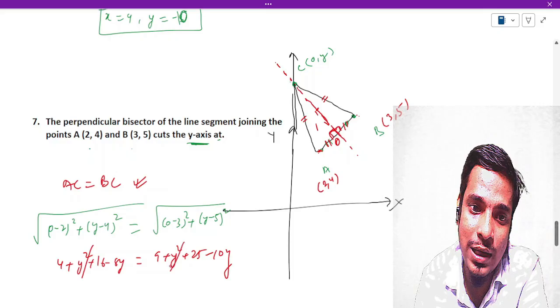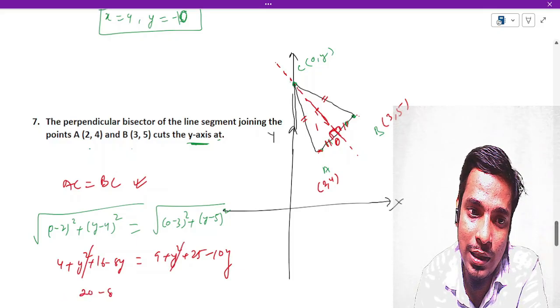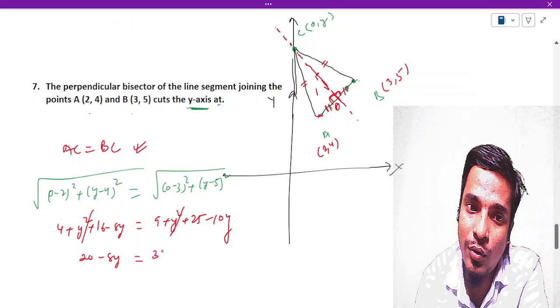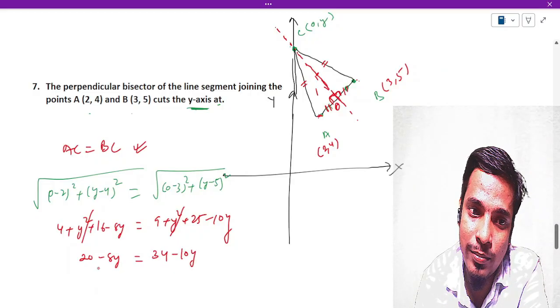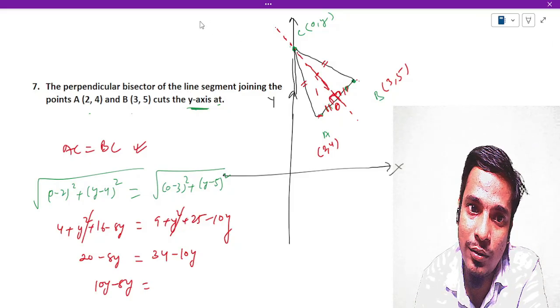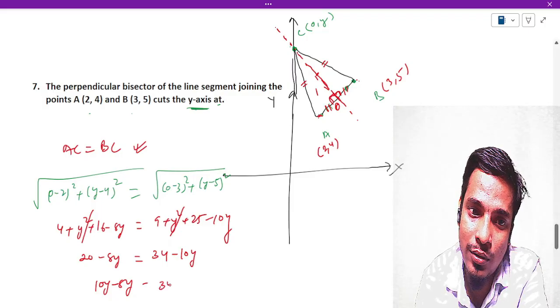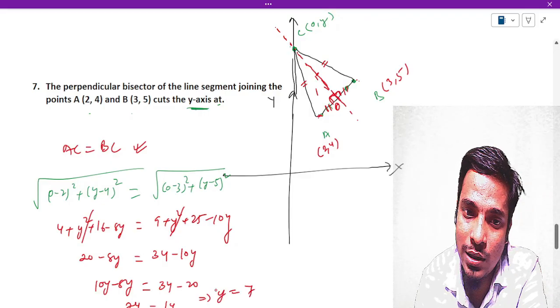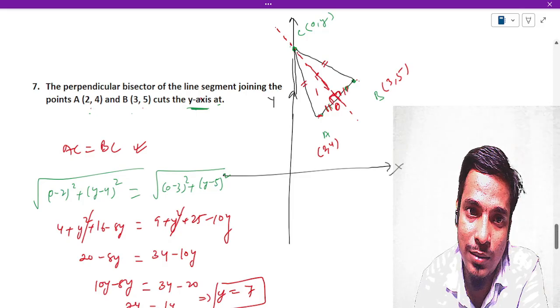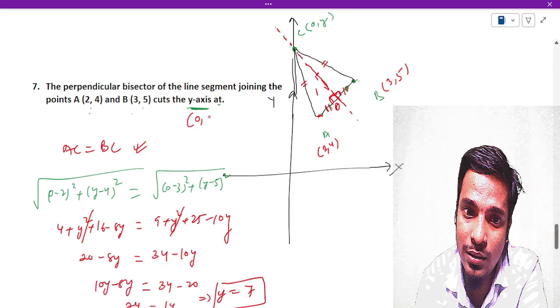Now y square got cancelled. On the left we are left with 20 minus 8y. On the right we are left with how much? 34 minus 10y. So bring the variable to the left. So 10y minus 8y is equal to 34 minus 20. So 2y is equal to what? 14. So y is equal to 14 by 2, which is equal to 7. So the coordinate of the point where the perpendicular bisector of these two points meets on the y-axis is (0, 7).